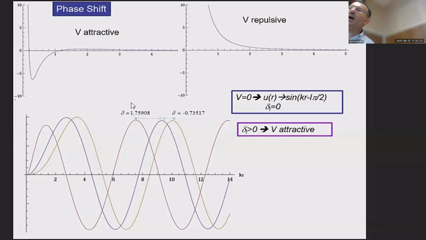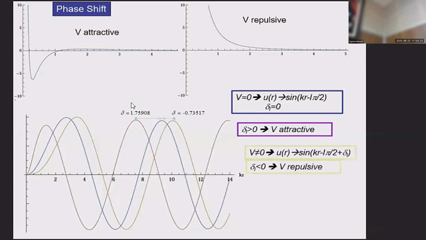Now, when you have this purple one, that is when the potential is negative here. Therefore, this free one minus this one creates the positive phase shift. Okay? E to the i delta gives you the S matrix. That S matrix gives you the cross section.